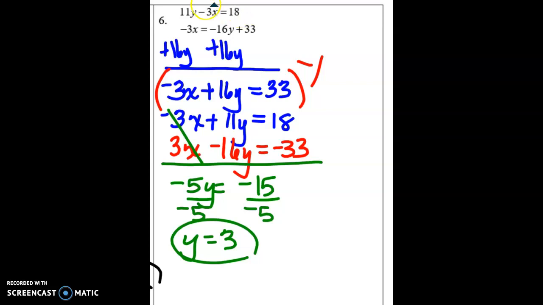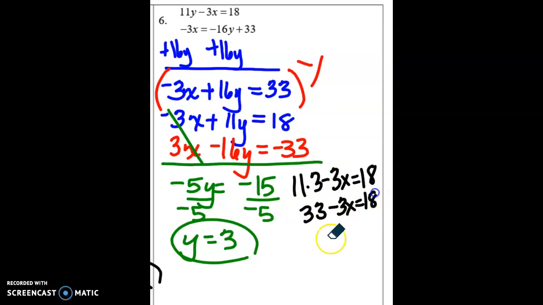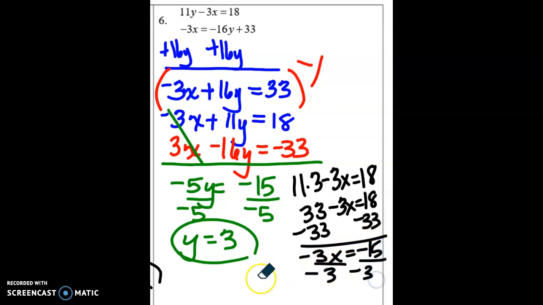So I'm going to go up here to this first equation. 11 times 3 minus 3x equals 18. That's 33 minus 3x equals 18. Subtract 33. And I get negative 3x equals negative 15. And then I get x is equal to 5. And then my final step would be to write it as an ordered pair.